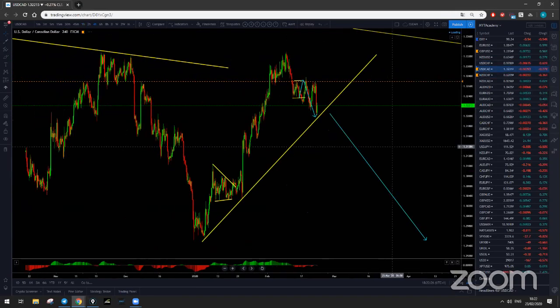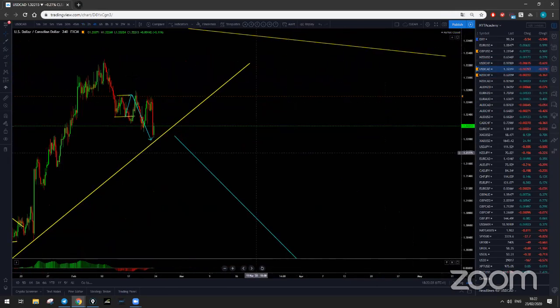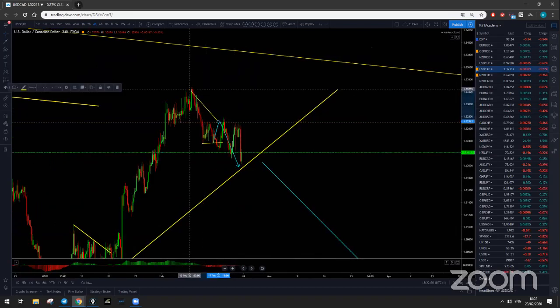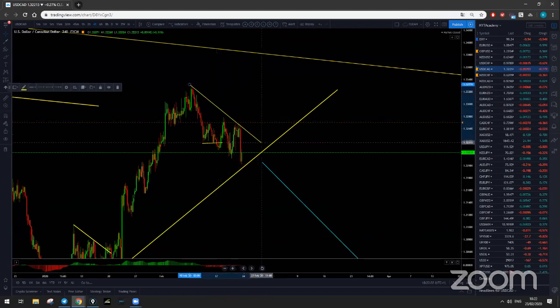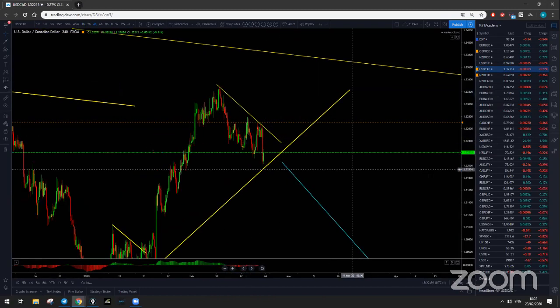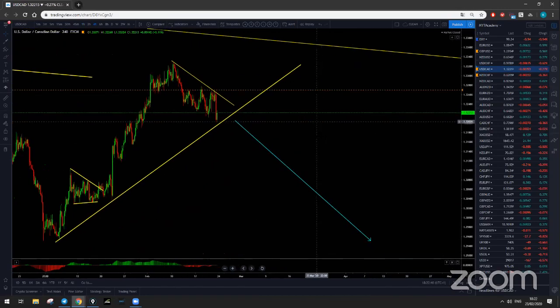USD CAD, like I have told you, there was the one bigger picture published on my trading idea, which I have shown you. This is the idea which is posted on TradingView. Let me draw it correctly. Okay, that's the correct drawing.